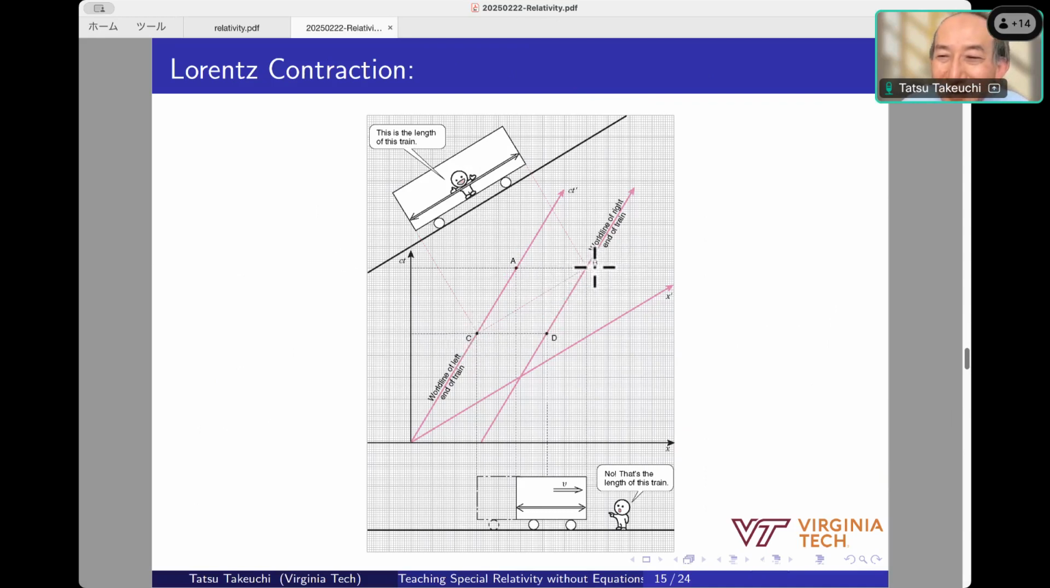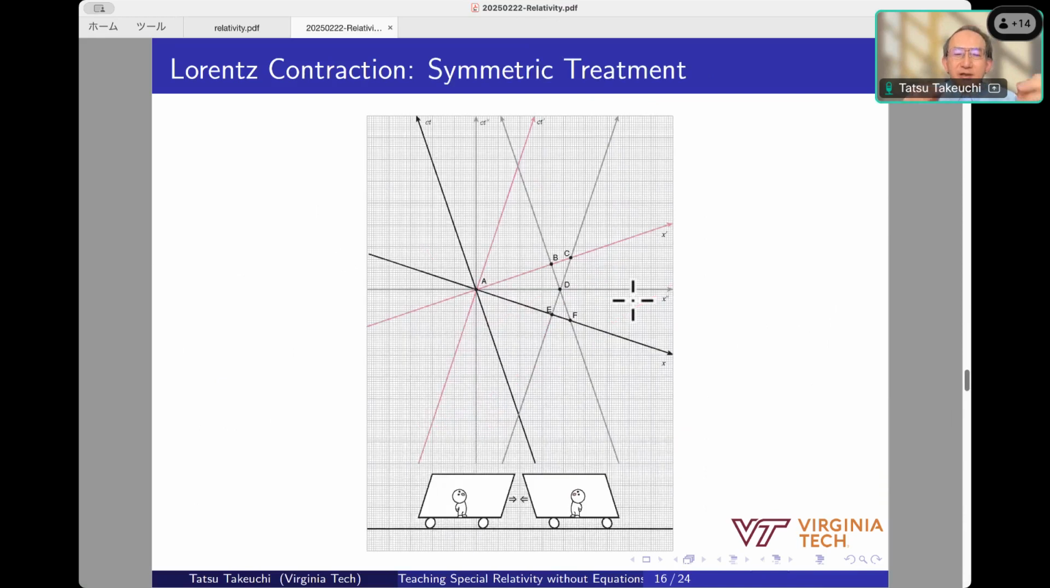But because of this, the length of objects will naturally be observed to be different depending on who is doing the observation, and moving objects will always look like they are shorter than when they are at rest. And to see the effect most clearly, I think it's best to treat the two observers symmetrically.